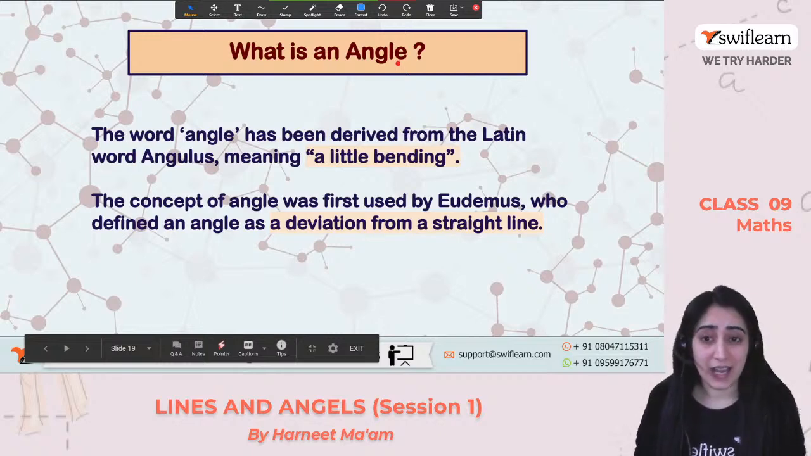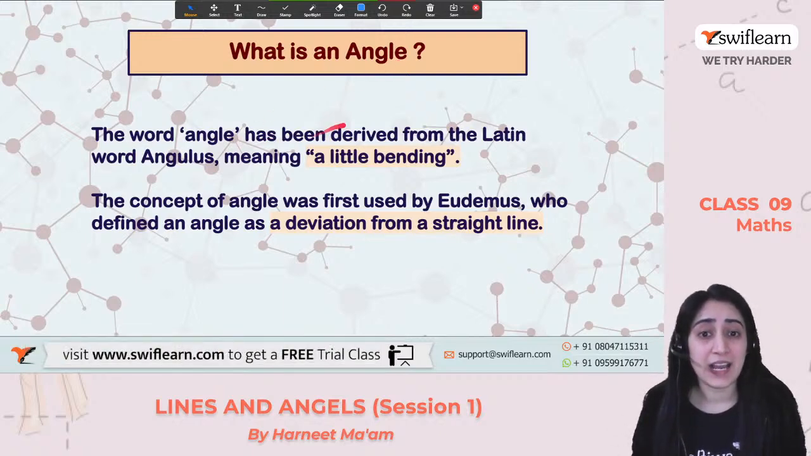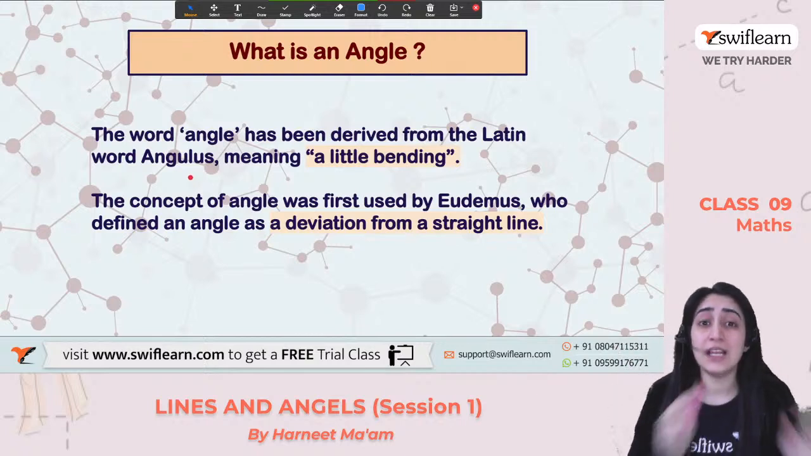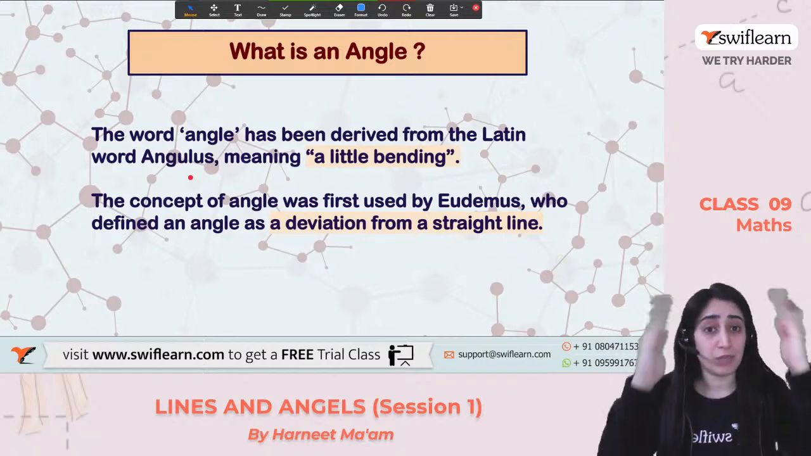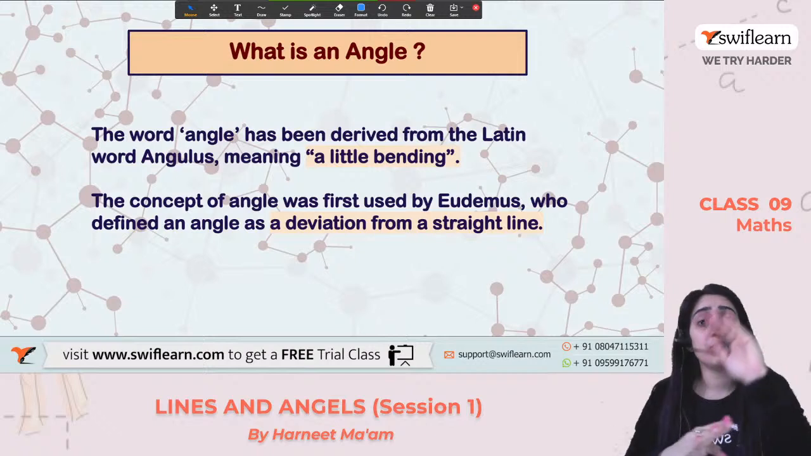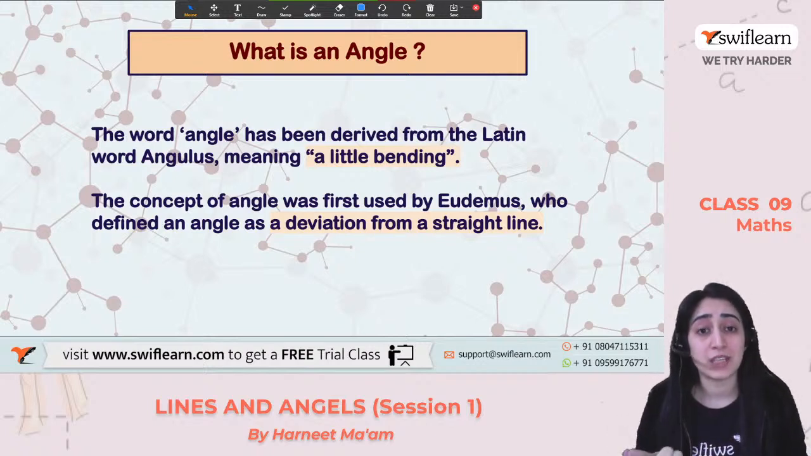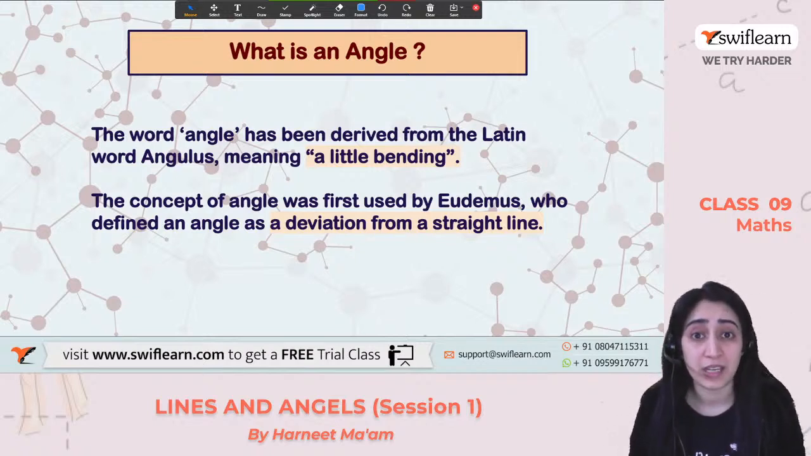What is an angle? The word angle has been derived from a Latin word, angulus, which means a little bend. So when two lines are meeting, how are they meeting? They are being bent toward each other, and then they form an angle, and we get to know at which angle they are bending and meeting.